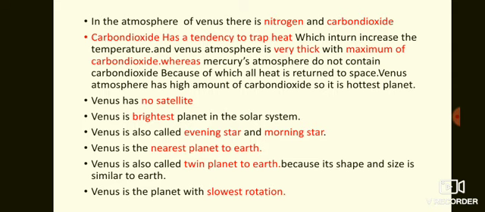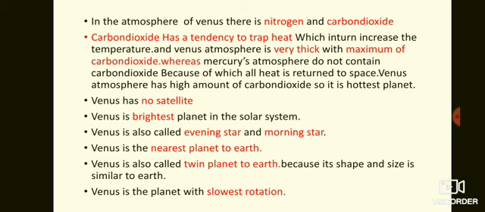Venus has a large amount of carbon dioxide in its atmosphere. Because of this reason, Venus is the hottest planet. And carbon dioxide has a tendency to trap the heat that it gets from the Sun.